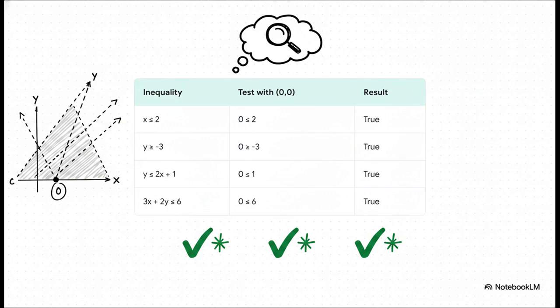Third one, y is less than or equal to 2x plus 1. That becomes 0 is less than or equal to 1. Still true. And finally, 3x plus 2y is less than or equal to 6. That just becomes 0 is less than or equal to 6. True again. Look at that. The point (0, 0) works for every single one. So what does that mean? It means our region R must be the one that has the origin inside it.